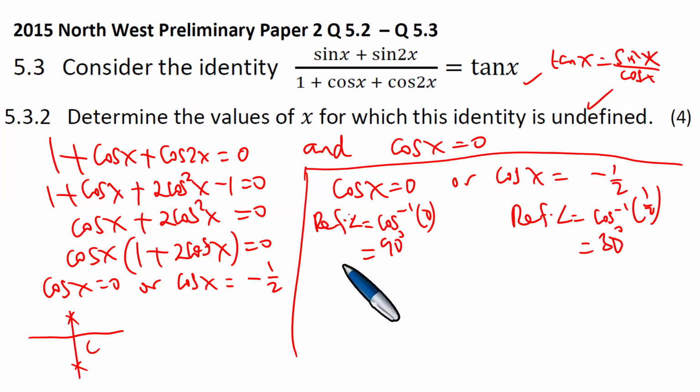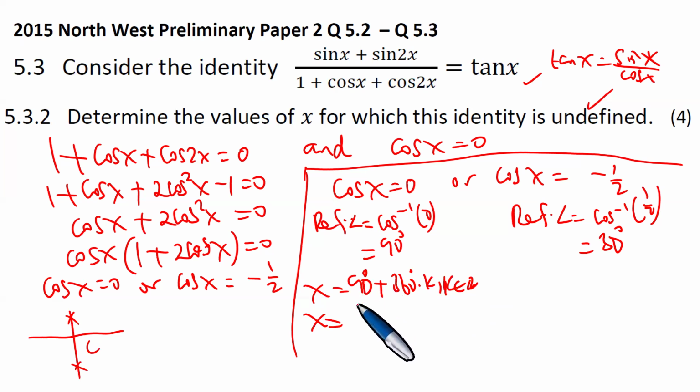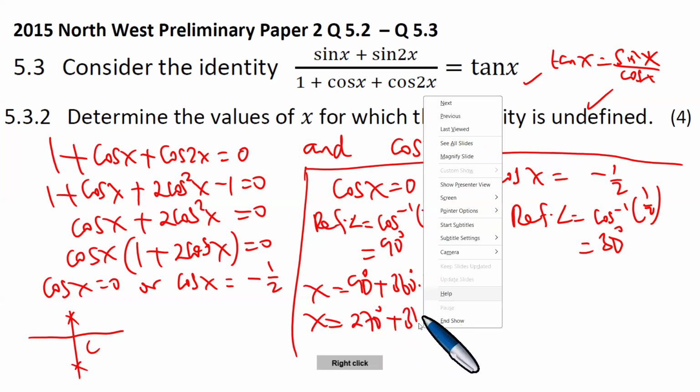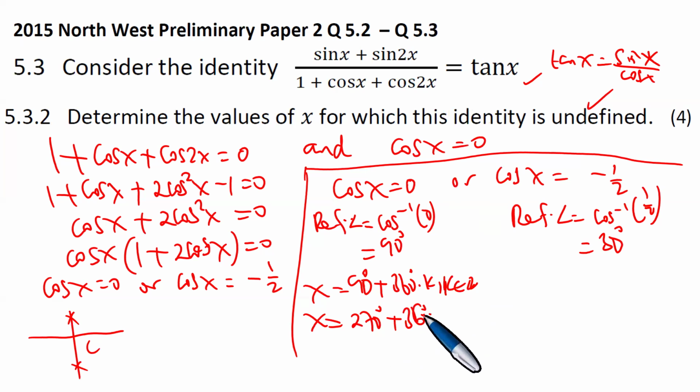Remember, we need to determine the values of x for which the identity is undefined. This is 4 marks because it's a general solution. It's not specific because there's no interval stated. So you'd have x equals 90 degrees plus 360 degrees times k, where k is an integer.